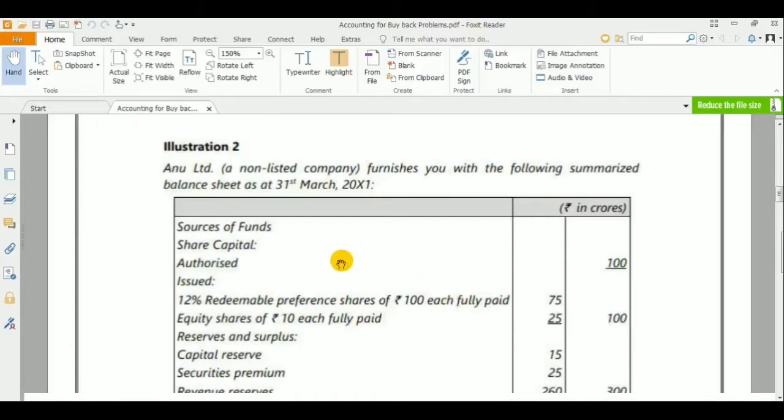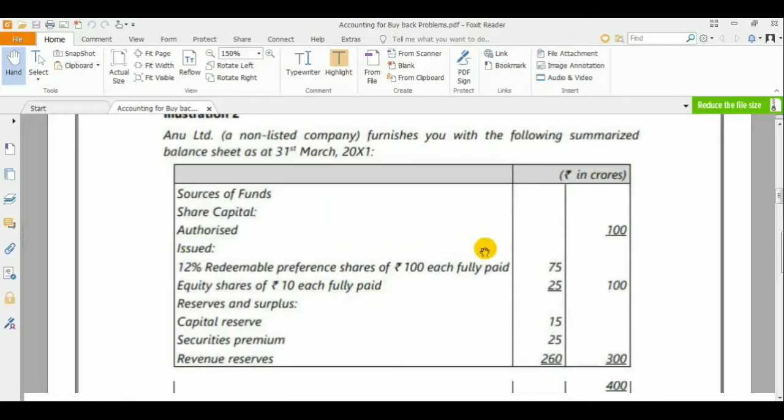So first of all, let us look at the problem. Anu Limited, a non-listed company, furnishes the following summarized balance sheet for 31st March. Share capital contains 12% redeemable preference shares of rupees 100 for 75 crores and equity shares of rupees 10 each for 25 crores. All the figures are in crores.